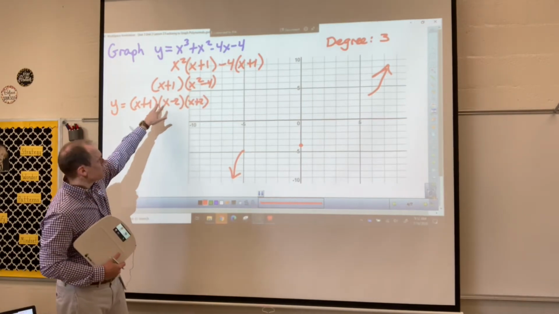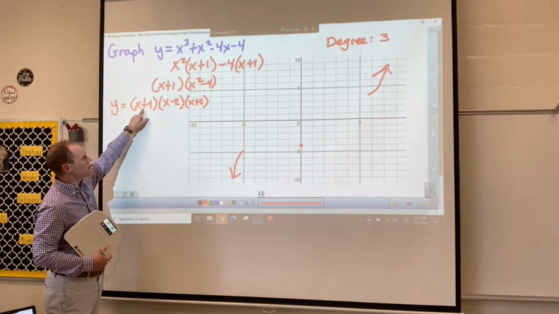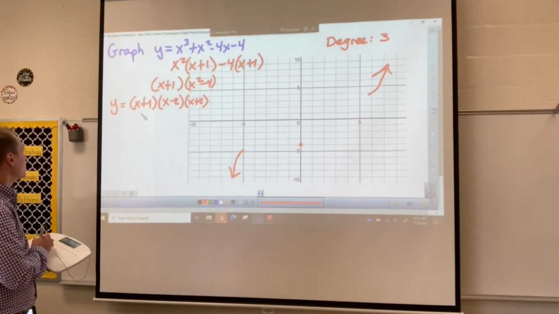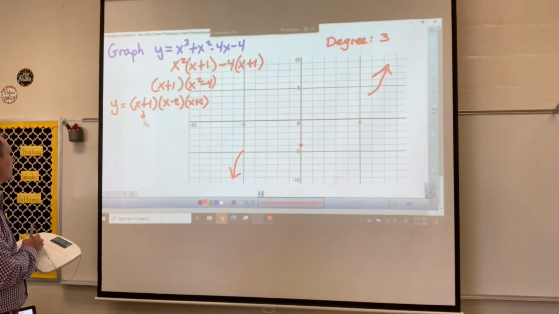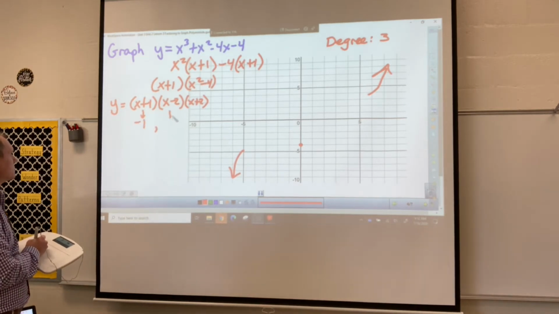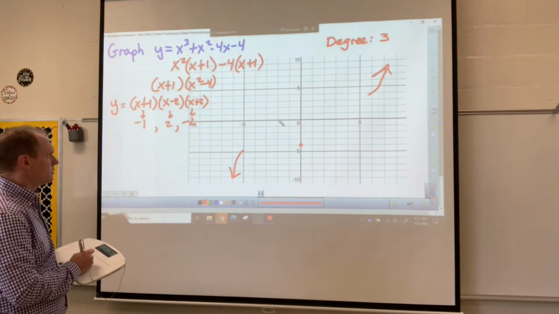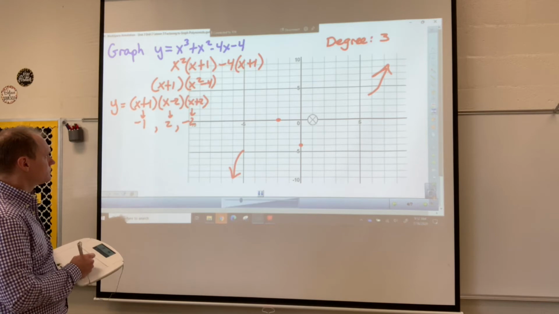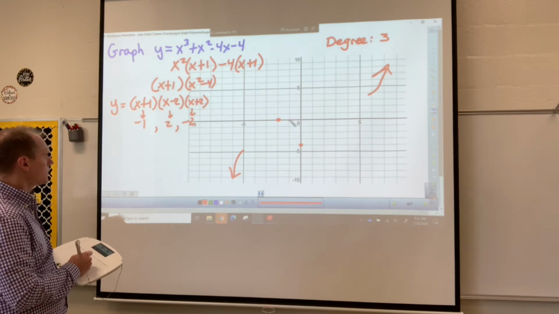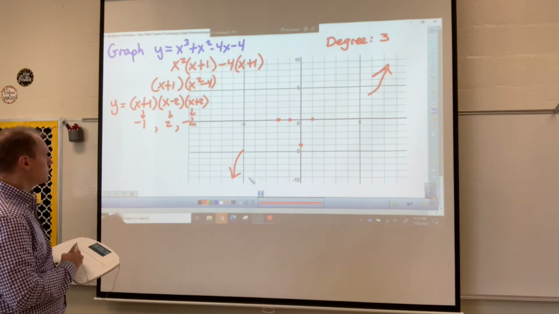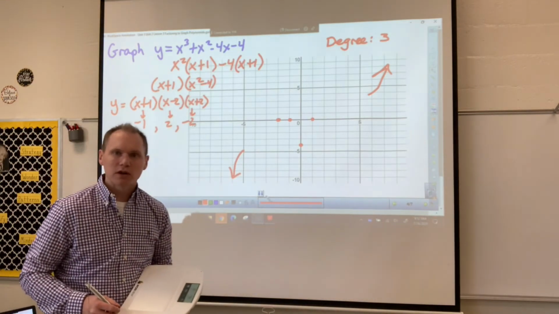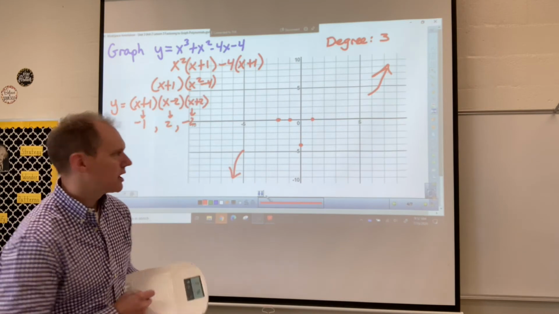So we can tell a lot more now by looking at factored form. We can actually tell all the x-intercepts now by looking at factored form. So we're going to have an x-intercept of -1, 2, and -2. So let's plot those. -2, -1, and +2. Okay, so those are our x-intercepts. So now we can kind of put all the pieces of the puzzle together.